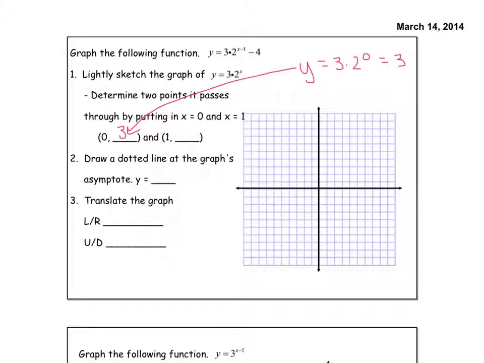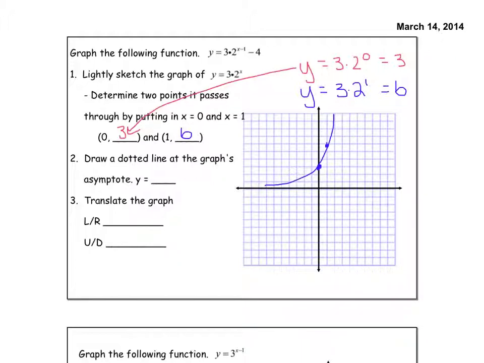Then to determine another point, I substitute 1 in for x. So I have y equals 3 times 2 to the first, and you get 6. So first, I plot those 2 points, (0, 3) and (1, 6). And I just lightly sketch that because you're going to shift it. That's just your initial parent graph.